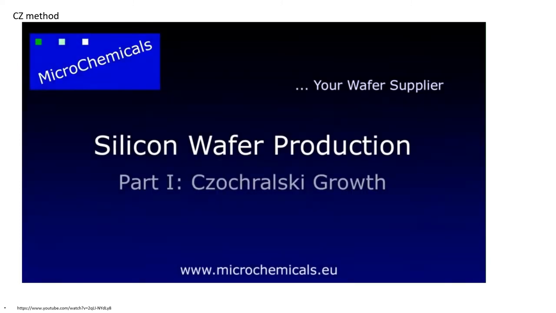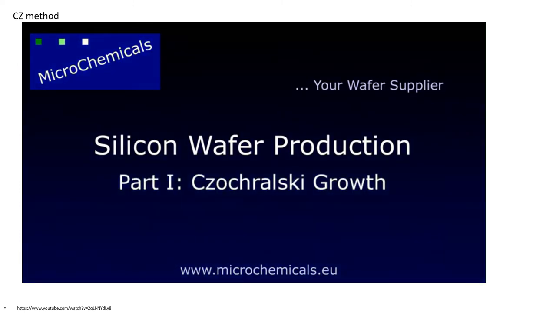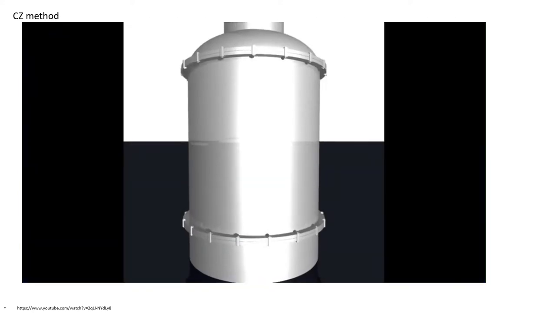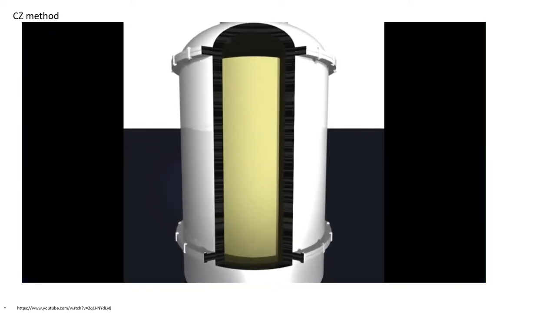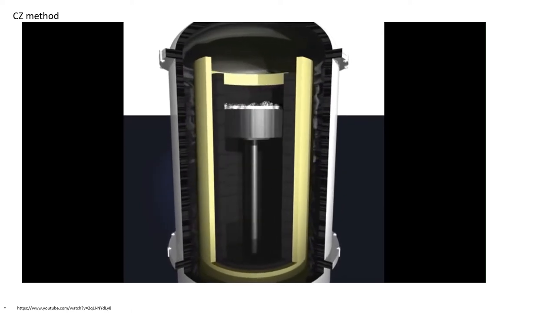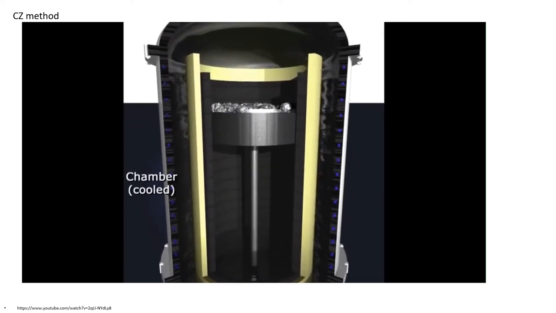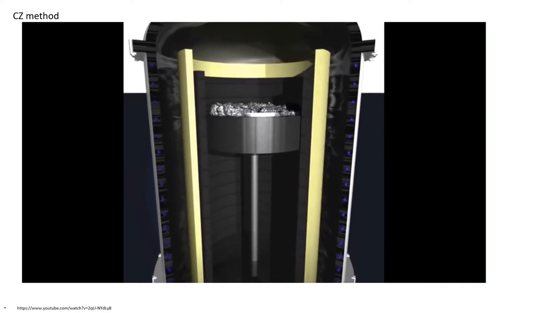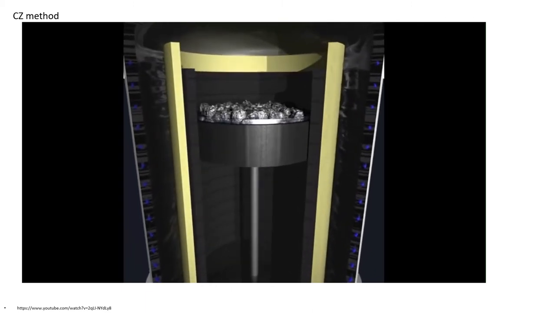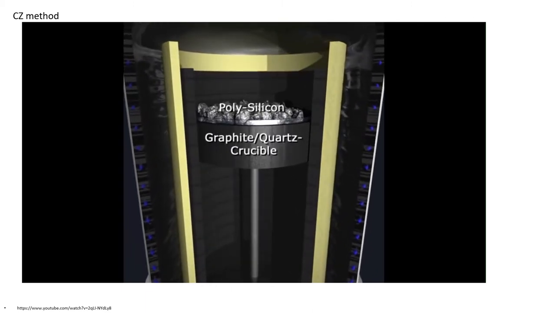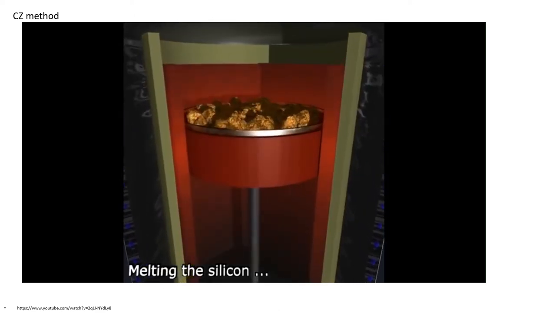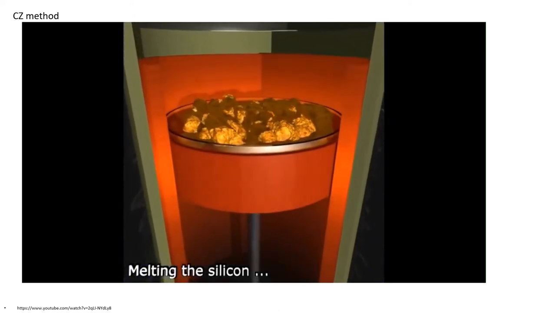Here in this video, we can see each and every step in animation. In the first step, the polysilicon or the metallurgical grade silicon is introduced into the crucible furnace along with graphite for melting. The temperature of the melt is stabilized by rotating movement.